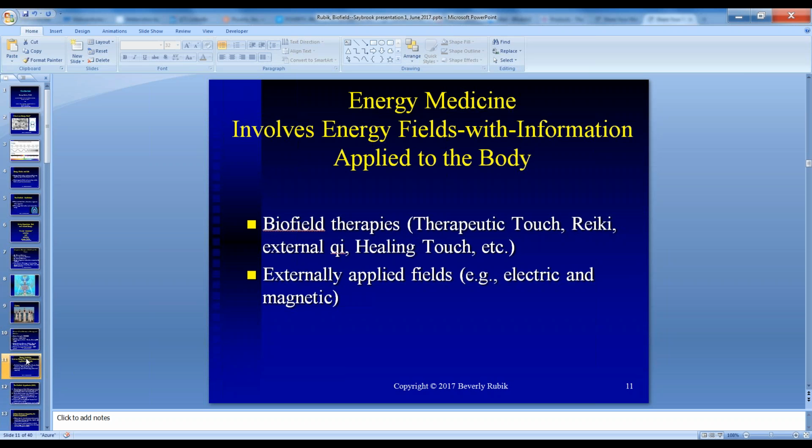So energy medicine involves applying energy to the body, but I have to say that the energy that's applied contains information.